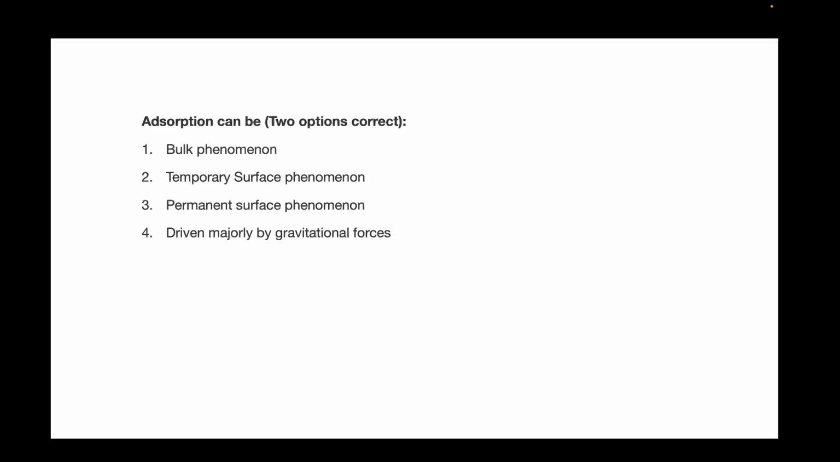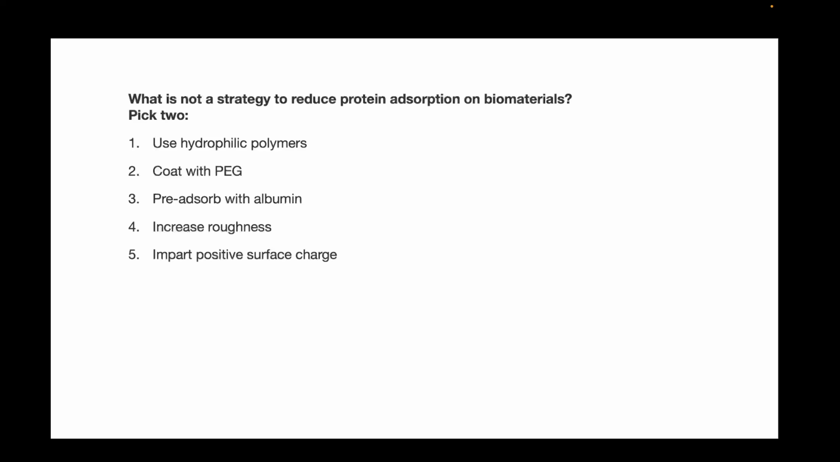The next question was adsorption. Adsorption can be option 2 and 3, both a temporary and a surface phenomenon. The next question was what is not a strategy to reduce protein adsorption on biomaterials? Basically a strategy to increase protein adsorption. Here the correct answer will be option 4 and option 5, increased roughness or imparting positive surface charge. Both of these induce more protein adsorption, so they are not a strategy to reduce protein adsorption. So option 4 and 5 will be the correct answer.